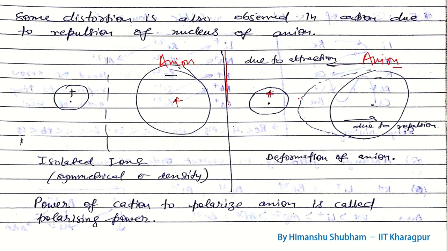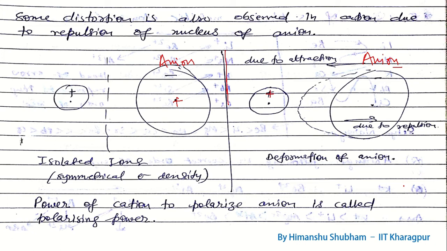As far as the shape of the cation is concerned, it too gets slightly distorted, but since that is negligibly small, we are not taking the shape of the cation into account at this point. Now we have another important pair of terms, polarizing power and polarizability. Polarizing power is the power of a cation to polarize an anion. On the other hand, polarizability is the tendency of the anion to get polarized by the cation.